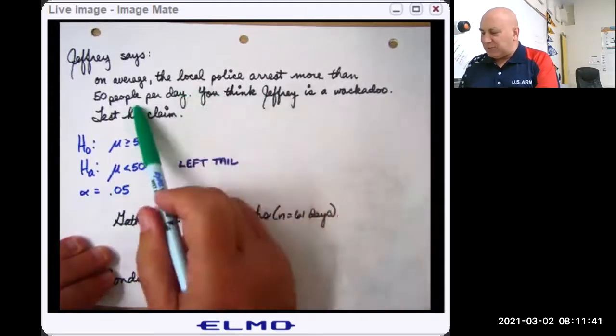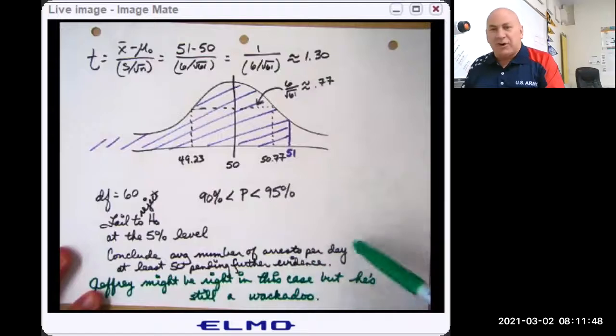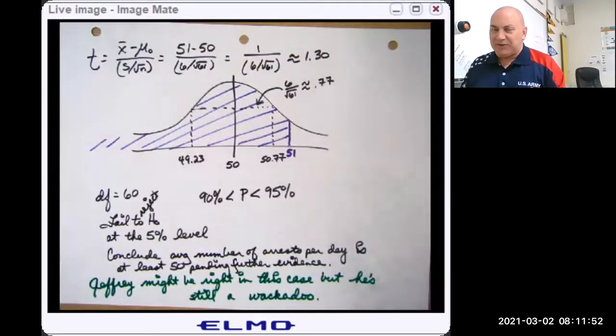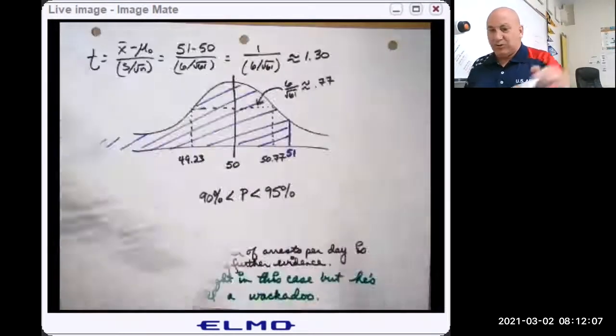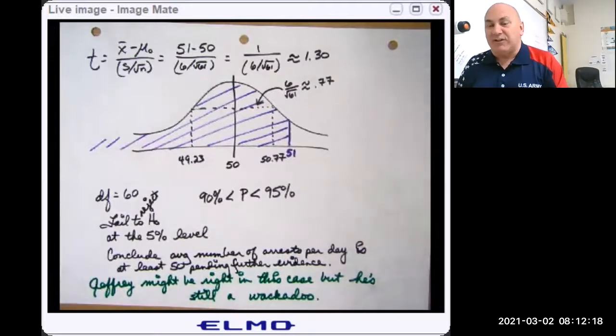But Jeffrey was saying that they arrest more than 50 people a day. So what are you really concluding? We're going to say, we didn't prove the null hypothesis. We just didn't find enough evidence to go with the alternative. So what we can conclude is that the average number per day is at least 50, which is the null. We didn't prove it, but we can conclude it pending further evidence. In other words, we're trying to gather evidence for the alternative. We didn't gather enough evidence for the alternative, so we're going to stick with the null for now until we get more evidence. So in this case, Jeffrey might be right, but he's still a wackadoo.